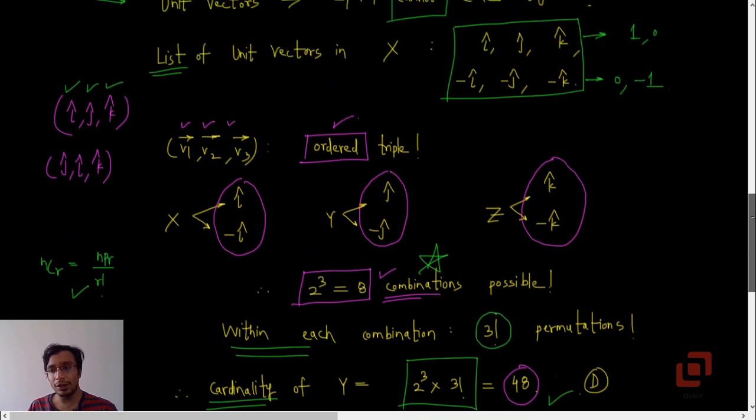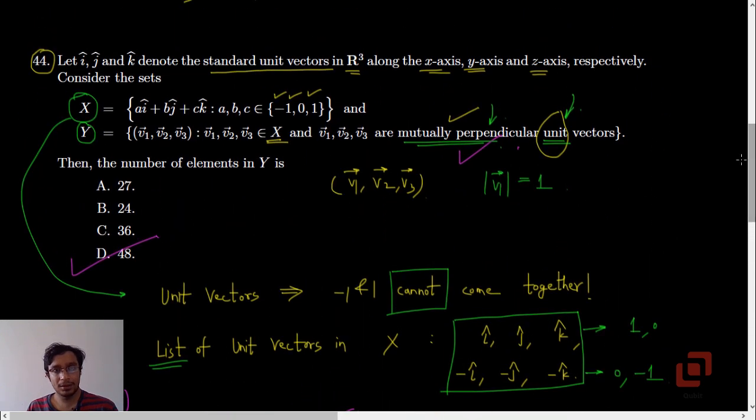So you should be in a correct position to interpret the things that are given in the problem, and in this case those things were the sets. Okay, so that is 44.